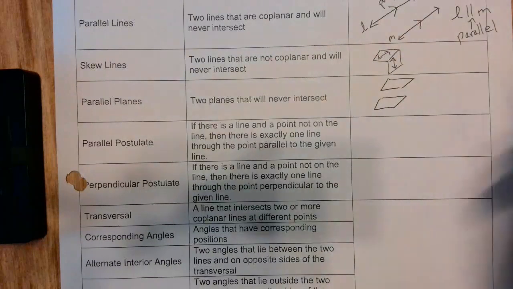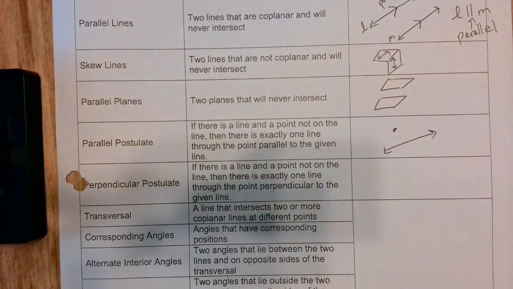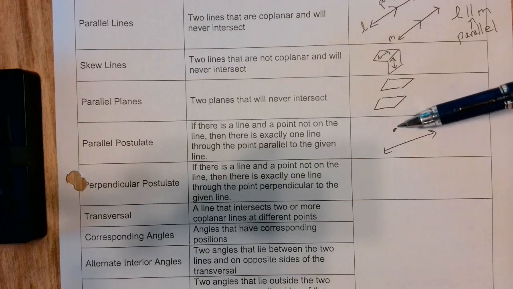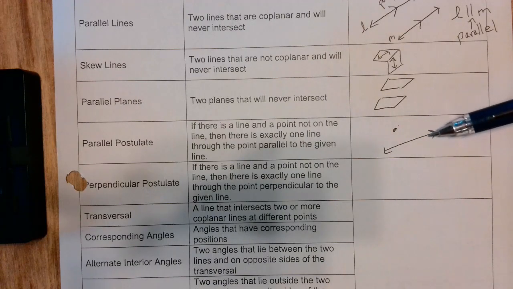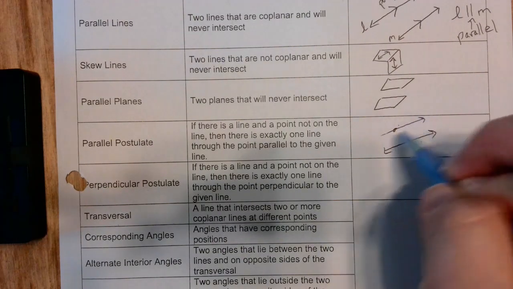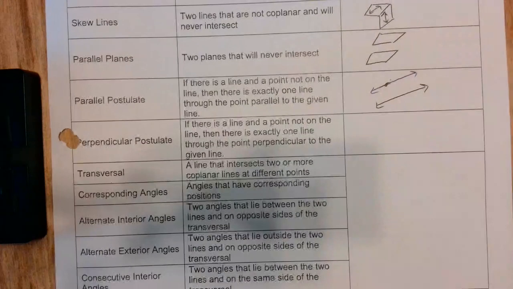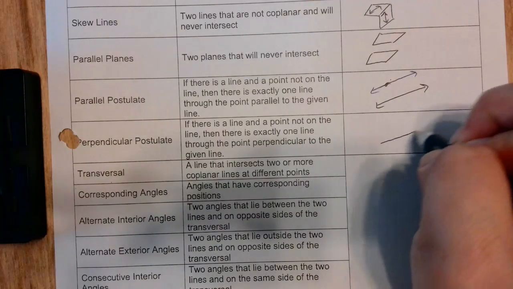Parallel postulates. So if you have a line and you have a point, there is exactly one line that goes through this point that is parallel to this line. There's only one way to draw it. That line would have to go like this. And there's only one of them. To draw a different line, we would have to kind of tilt the line a little bit, and as soon as we tilt it, it's no longer going to be parallel. They would eventually cross.